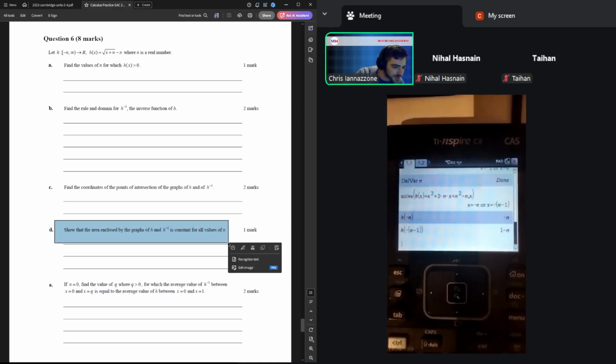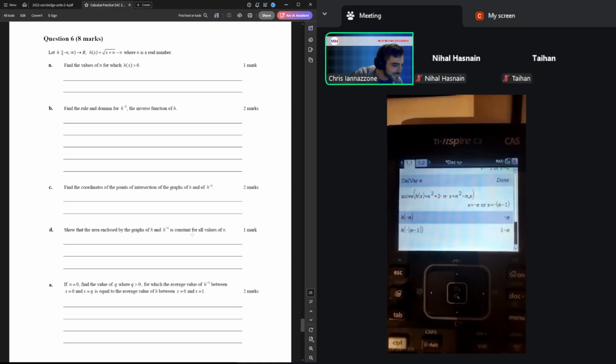So onto the actual integration side of things now. Show that the area enclosed by h and h inverse is constant for all values of n. So what does that mean? It means that no matter what you choose for n, the area enclosed by the 2 graphs should be the same.